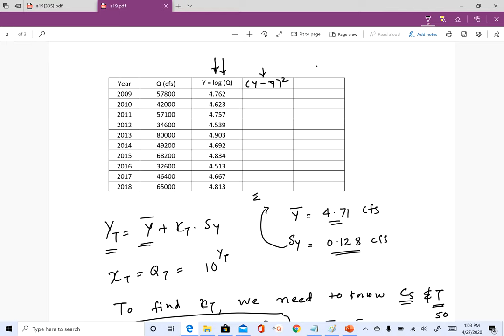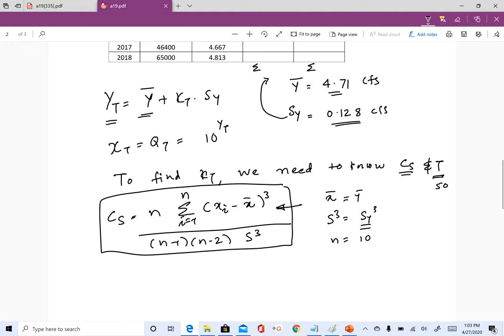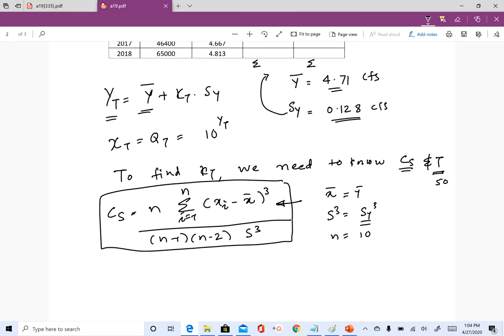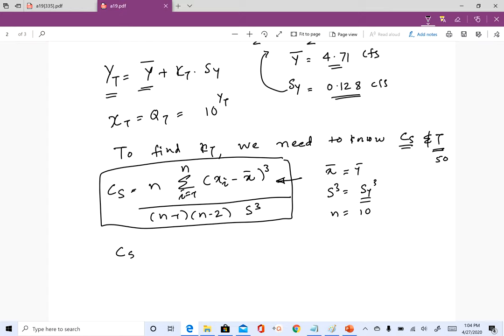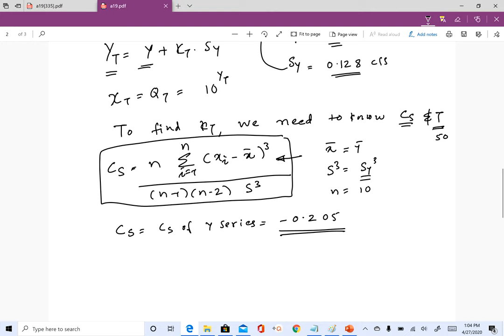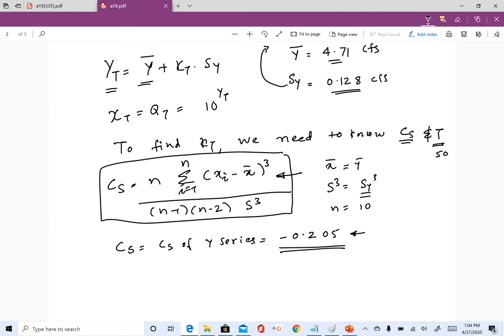If you want, you can use this column to get y minus y bar cubed and sum those values, and put that sum here to calculate the coefficient of skewness. Again, I have done this for you. The CS, or coefficient of skewness, of the y series that I got was minus 0.205.